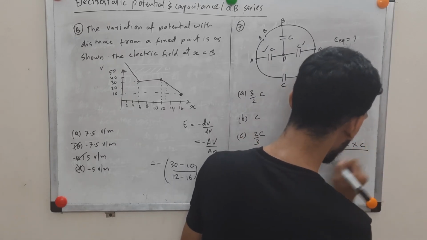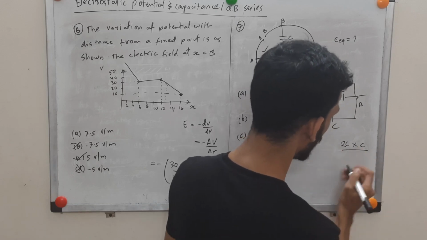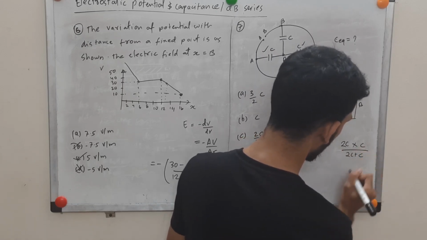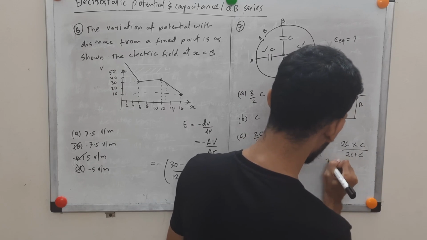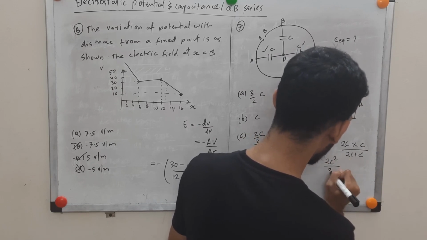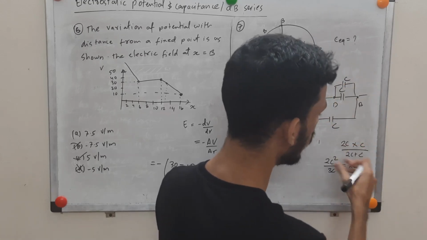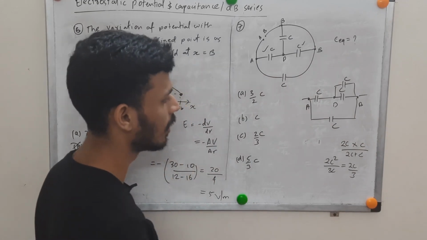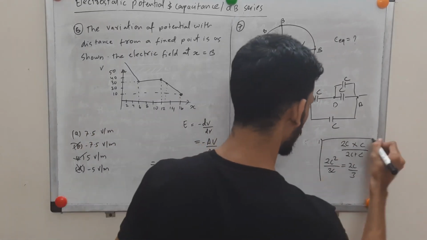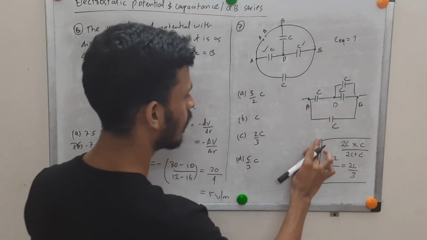In series, you have to take product upon sum. So now you'll see why. 2C square by 3C, right? So this is 2C by 3. So basically the bigger of the two divided by 3. That is what I tell you. It's a trick.